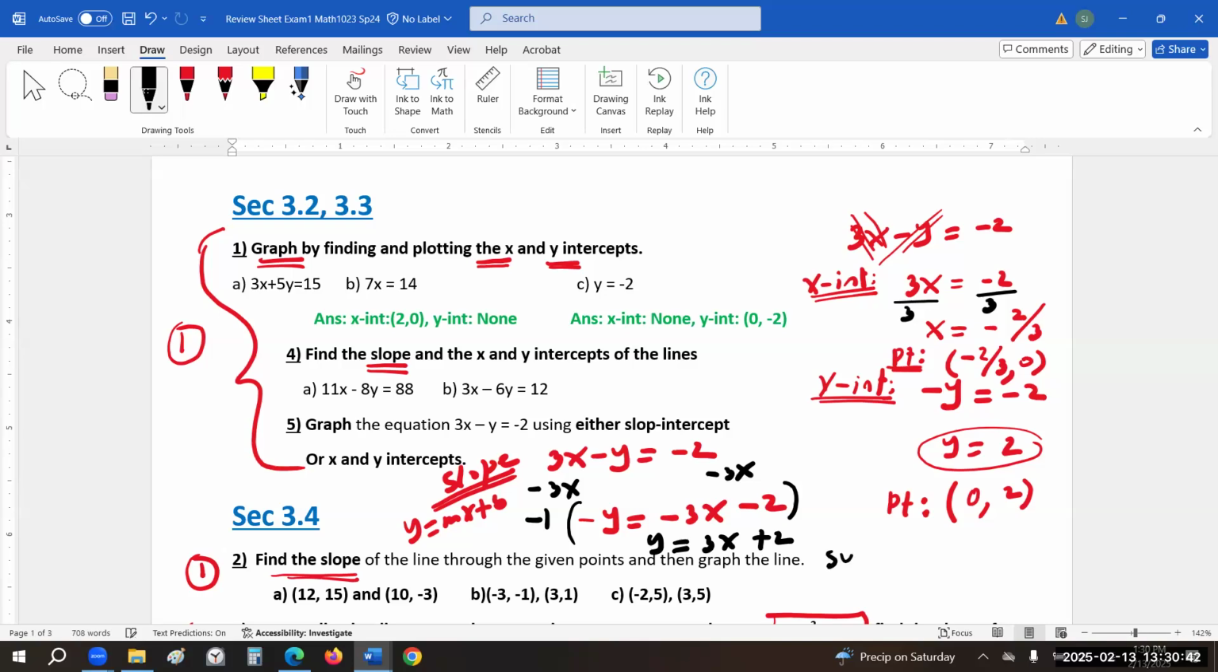So what is our slope? 3. And to graph, our y-intercept is 2, somewhere here. And our x-intercept is negative 2/3. Negative 2/3 is smaller than negative 1, right? So if this is negative 1, it's somewhere here. And then you connect them with a straight line.